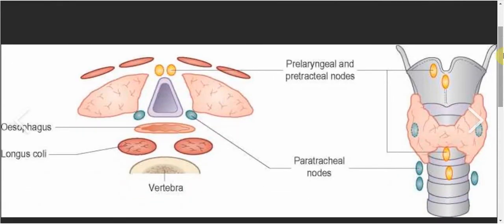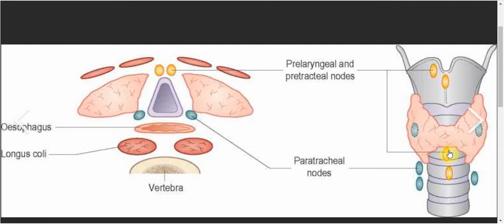Now the pre-laryngeal and the pre-tracheal nodes, they lie deep to the investing layer of the deep cervical fascia, which is like a sheath for the neck. Now the pre-laryngeal nodes are on the cricothyroid membrane, right? So this is the thyroid gland. Over here we have the cricoid cartilage. So they're on the cricothyroid membrane and the pre-tracheal in front of the trachea below the isthmus of the thyroid gland. This is the thyroid gland isthmus. These are the lobes. So below the isthmus we have the pre-tracheal nodes.